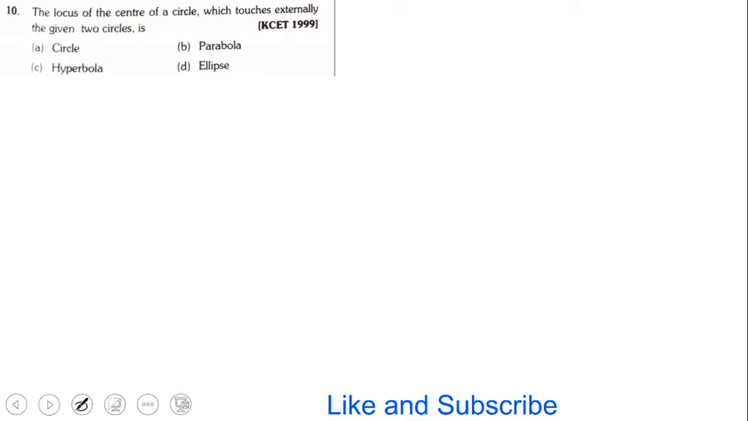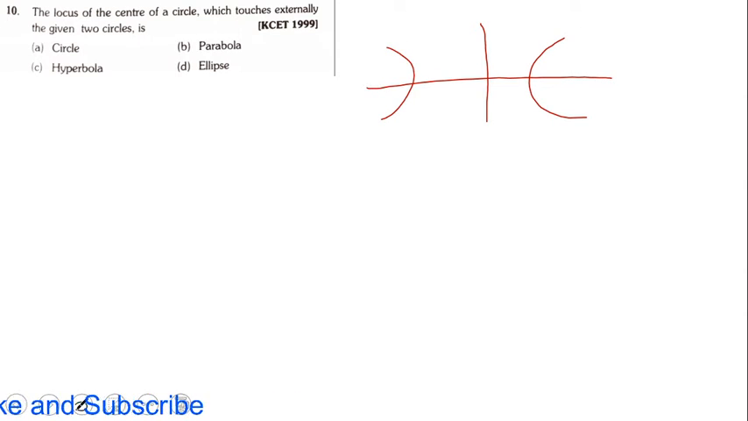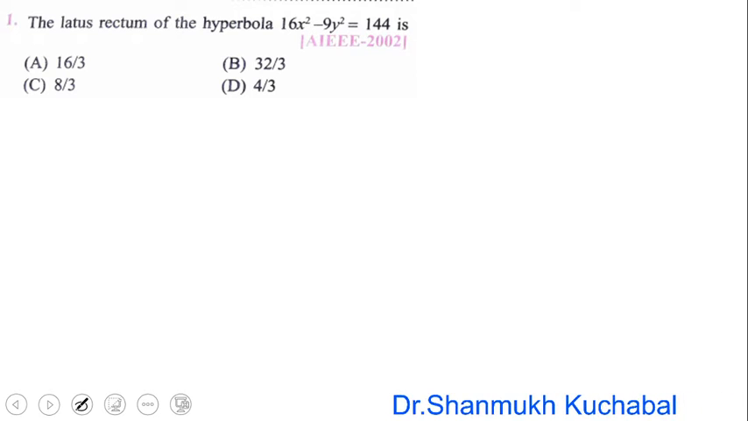The locus of the center of a circle which touches externally the given two circles is. Okay, so the answer for this is very clear. We know that when a circle touches externally two given circles, then the locus of its center will be a hyperbola. So which represents the hyperbola, therefore option C is the right answer. Okay. So the JEE Mains examples will continue.